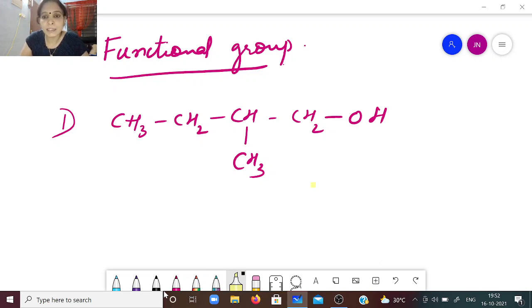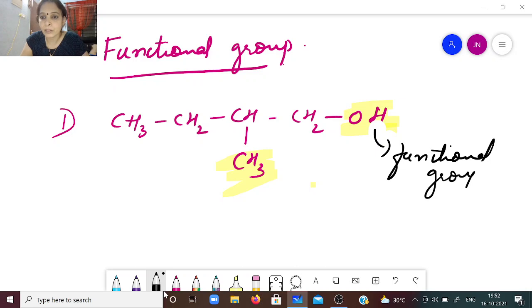So we can see two different things here: this is the functional group, and this is a branch. So here importance is given to the functional group. I have to count this compound in such a way that OH gets the lowest number. So this is carbon number 1, so OH will get number 1. And this is 2, this is 3, this is 4.